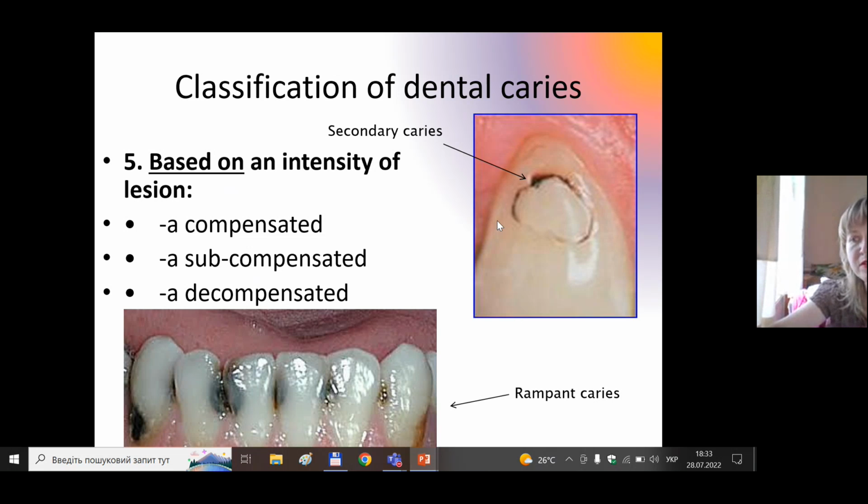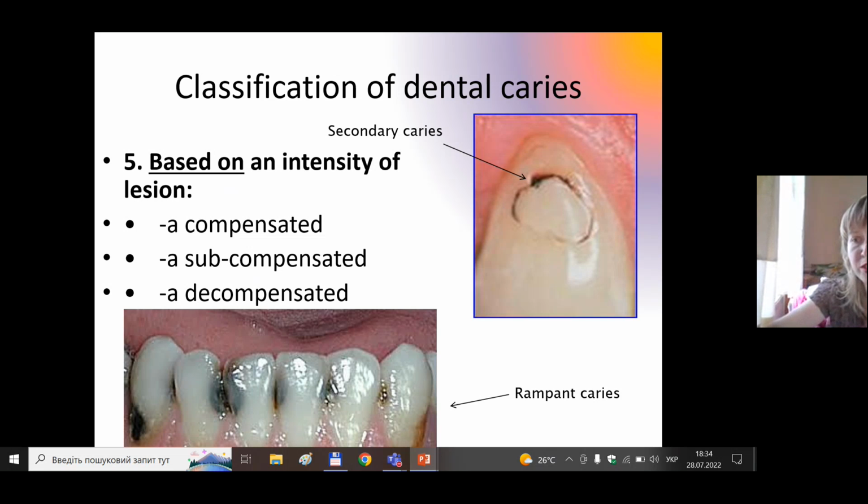By the way, these photos describe secondary caries and rampant caries. Secondary caries is caries that develops around existing restorations. Old restorations usually have a problem: around them there are microcracks, and microorganisms can flow into these microcracks, and as a result there is secondary caries. By the way, in another classification, the European or USA classification, tooth decay is classified into primary and secondary.